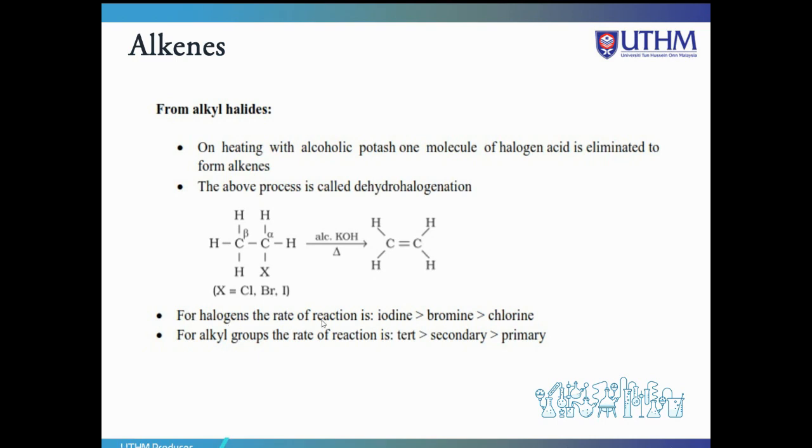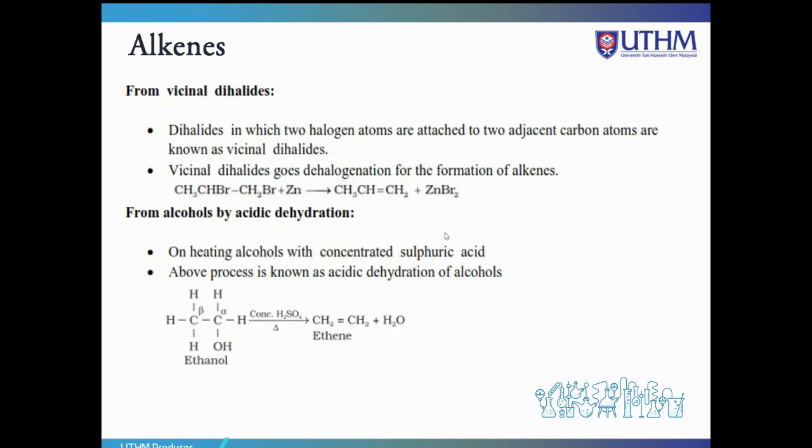For halogen, the rate of reaction is iodine, bromine, then chlorine. For alkyl group, the rate of reaction is tertiary, secondary, then primary. Alkene can also be produced from vicinal dihalide. Dihalides in which two halogen atoms are attached to two adjacent carbon atoms are known as vicinal dihalides. Vicinal dihalide undergoes dehalogenation for the formation of alkene.